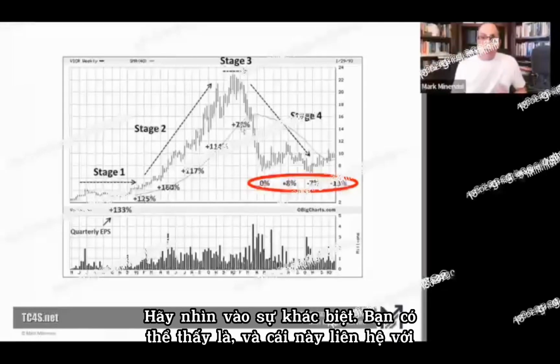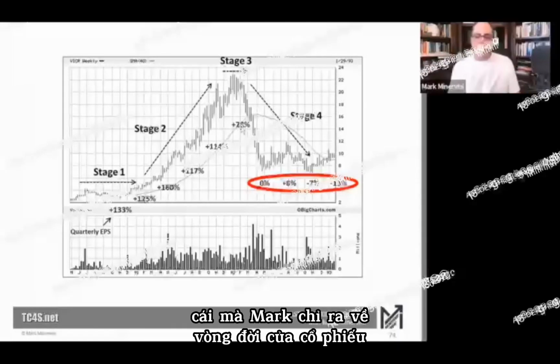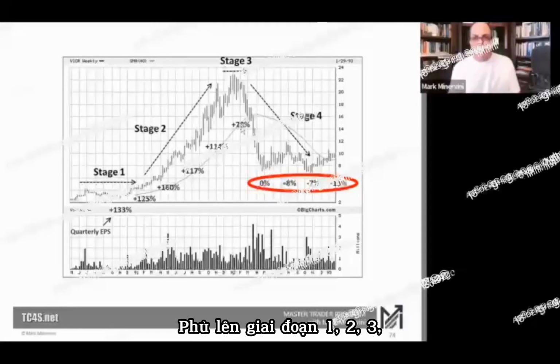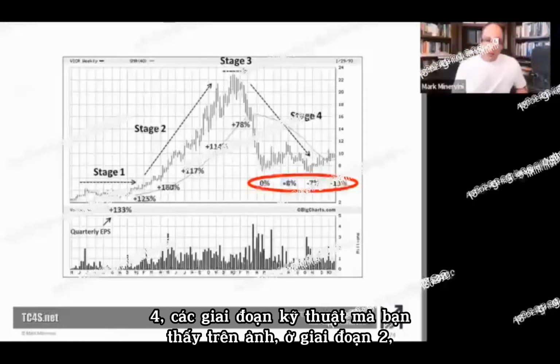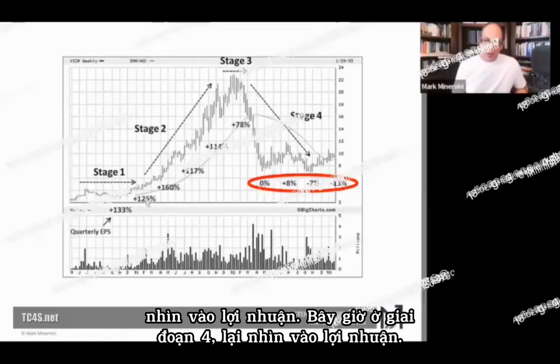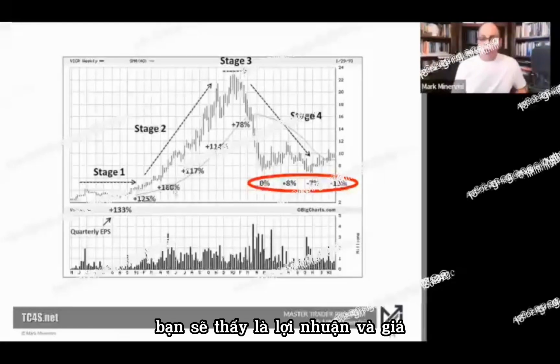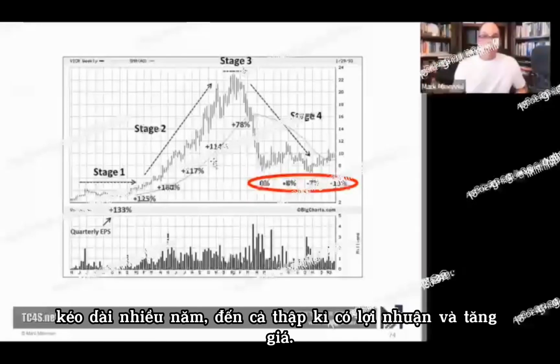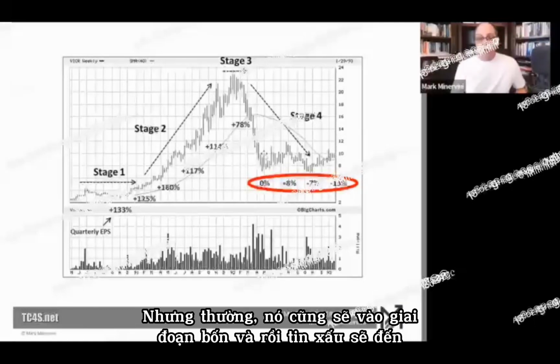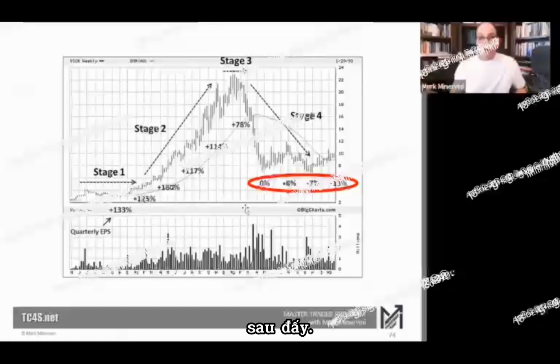Look at this difference. You can see that, and this goes back to what Mark was pointing out with the earnings maturation cycle overlaying the stage 1, 2, 3, 4 technical cycle, where you see the picture here, the stage 2, look at the earnings. Now, stage 4, look at the earnings. The difference is, you're going to almost always see on the up moves, the earnings will stay. You could go years and years, decades, with having earnings and the price performing. But usually what happens is you get to stage 4 and then the bad news comes out later.